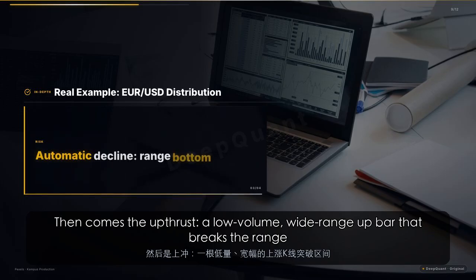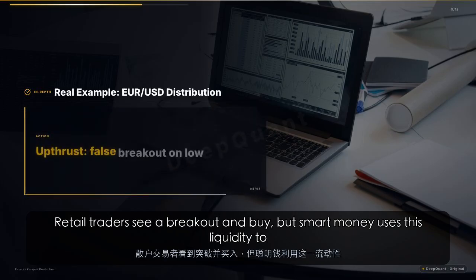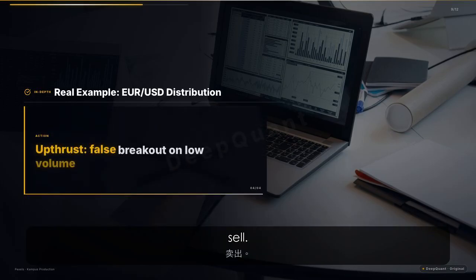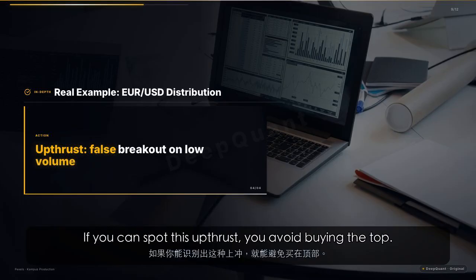An automatic decline brings price back to the range's lower boundary. Then comes the upthrust, a low volume, wide range up bar that breaks the range high. Retail traders see a breakout and buy, but smart money uses this liquidity to sell. Price reverses sharply, and volume expands as it breaks below support. If you can spot this upthrust, you avoid buying the top.